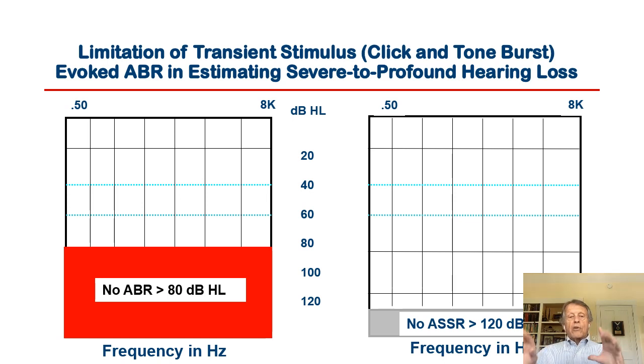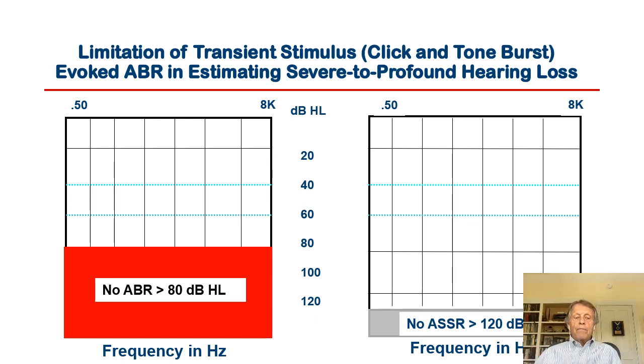And there are other research applications, but for audiologists, the most important application of ASSR is to estimate hearing threshold at high intensities in children where there is no ABR, or where the ABR is not observed for all frequencies. With an ABR, you're using very brief, transient stimuli, clicks or tone bursts. And because they're very brief, there's not a lot of energy there.